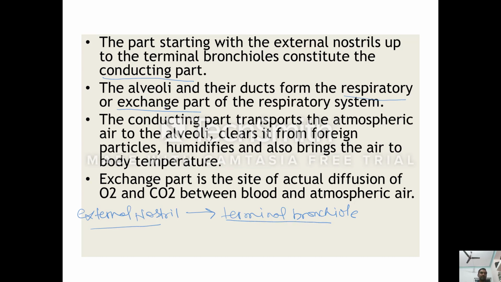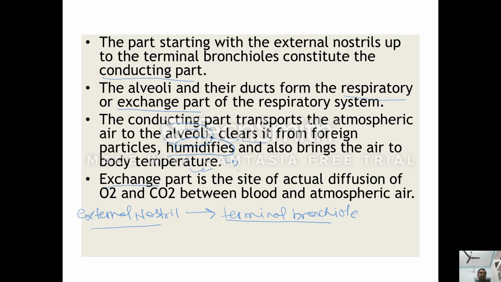The function of this conducting part is to clean the air. It cleans the air of dust particles or foreign particles. It conducts the air till the alveoli, because alveoli is the major exchange part of our lung. This conducting part also helps in humidification, and it brings the air to body temperature. These are all functions performed by the conducting part of our respiratory system.